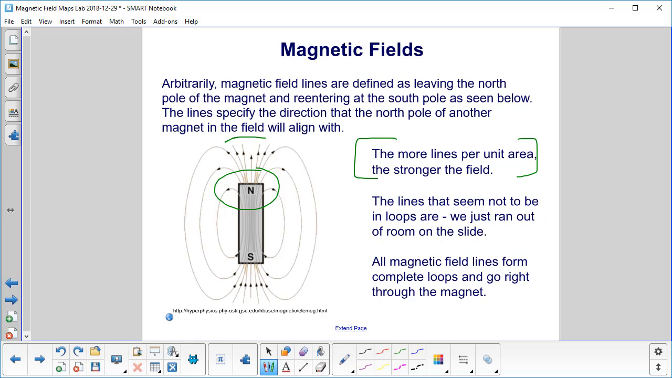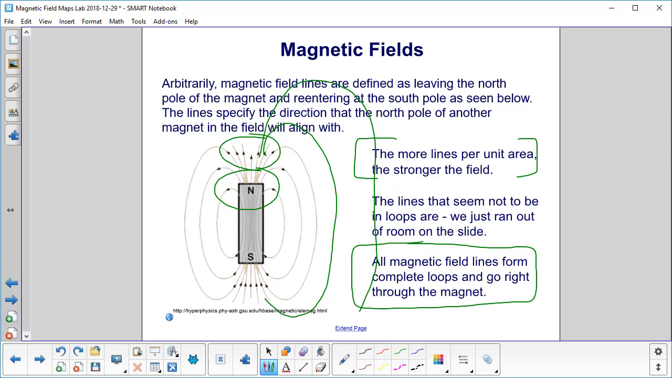And the lines that we have here, they don't seem to be in complete loops, but they are, right? They would just have to go farther out like this, and at some point they'd run off the page. The key part: all magnetic field lines form complete loops and go right through the magnet.